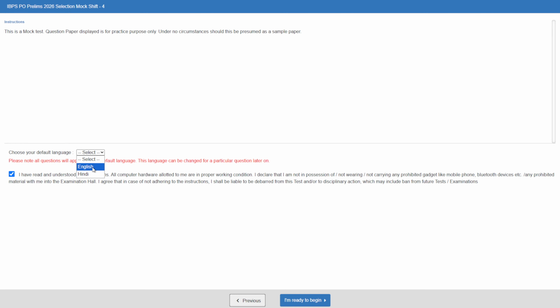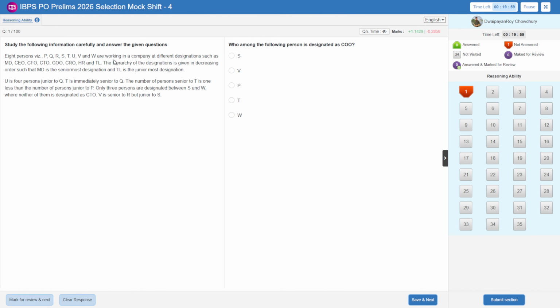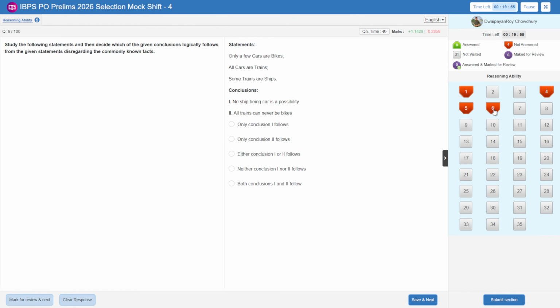The first section is going to be reasoning. I'll try to do as many as possible. So let's see how it goes. 8%, okay, doable. 4 questions, maybe. Okay, 5 questions, definitely doable.